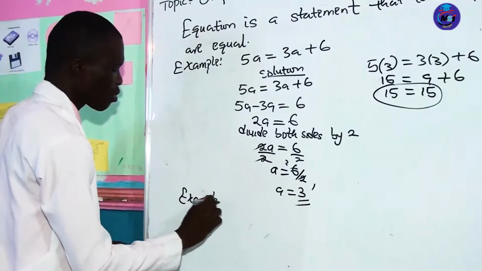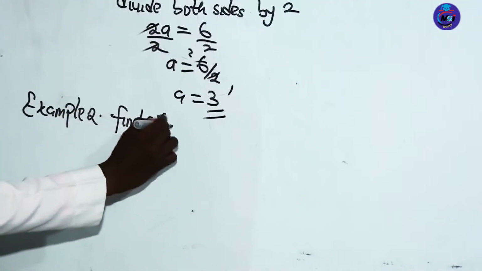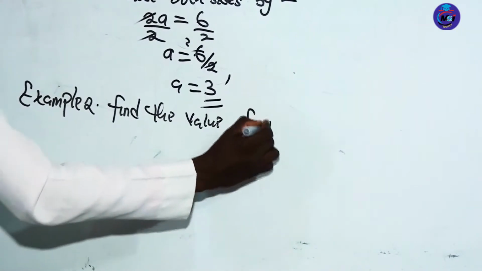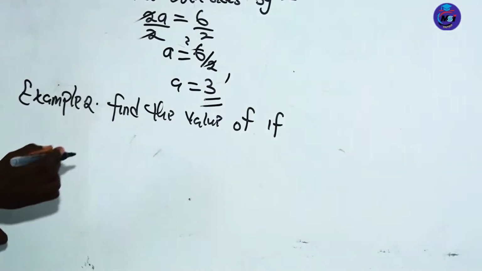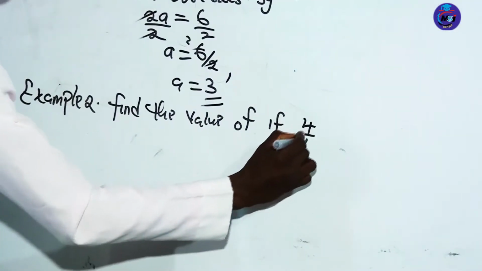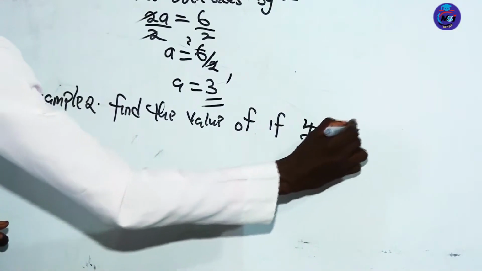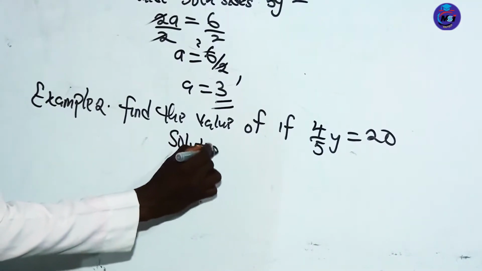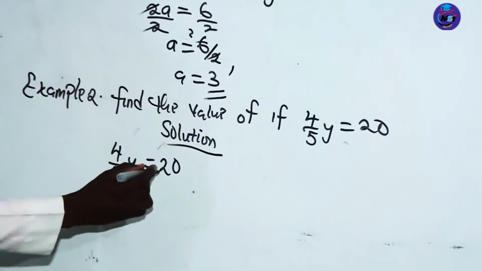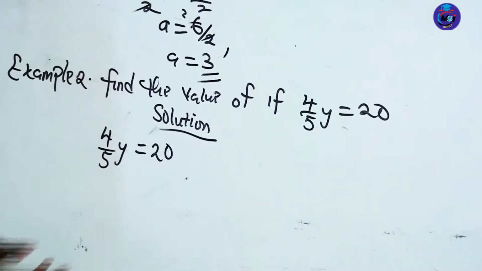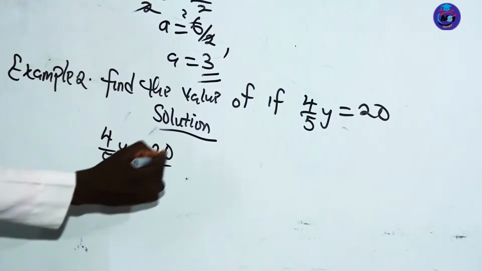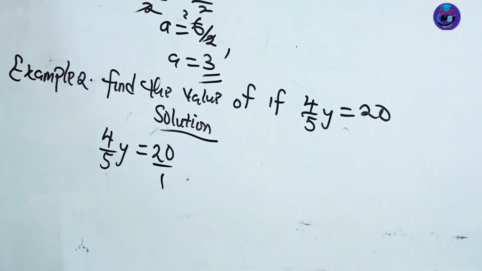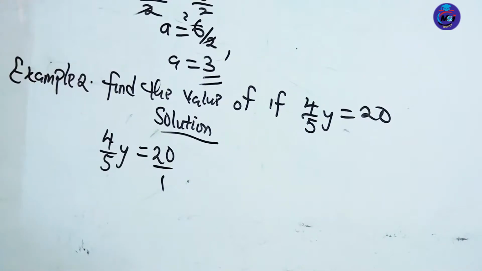Example 2. Find the value of y if 4y all over 5 equals 20. How can we solve this? Change this to a fraction. How can you do that? Just divide it by 1. Okay? 20 divided by 1 is still 20. So that you don't get confused, just divide it by 1.